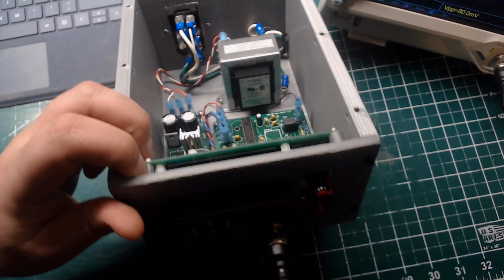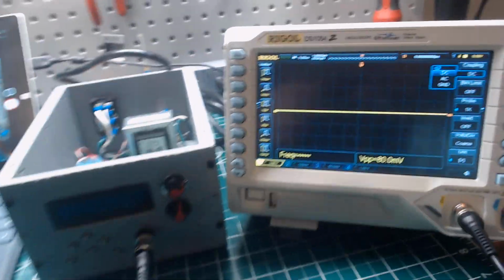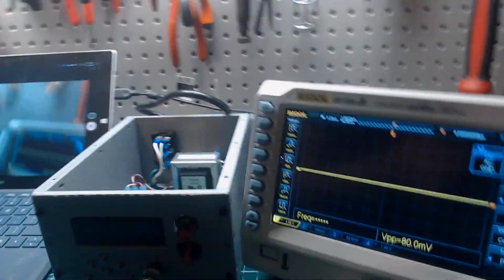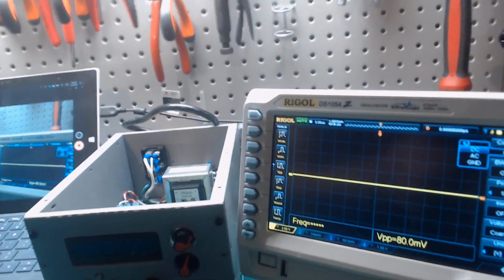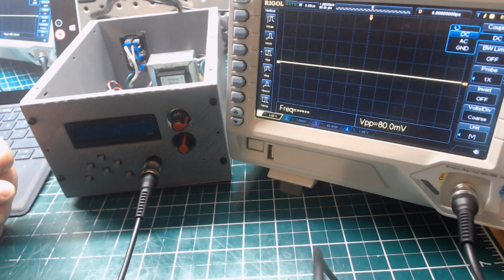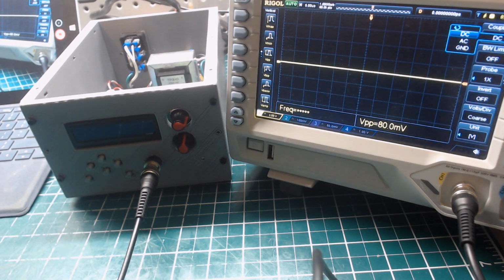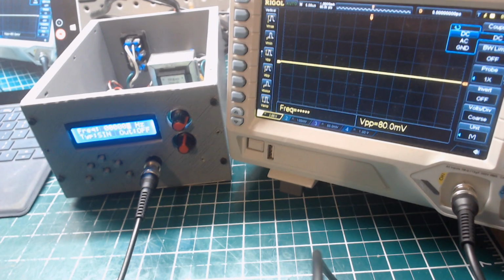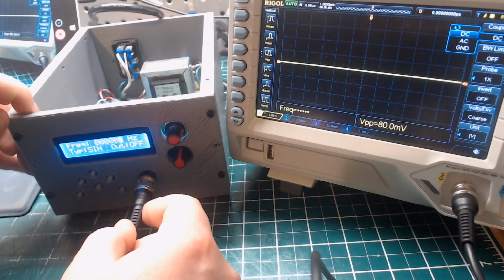So that's our design. Now I want to try to get both of them in the same screenshot. This way, you see that for sure we are just testing our circuit and not some other function generator. So let's turn it on. Let's see, I hope that this is clear enough for you to see.